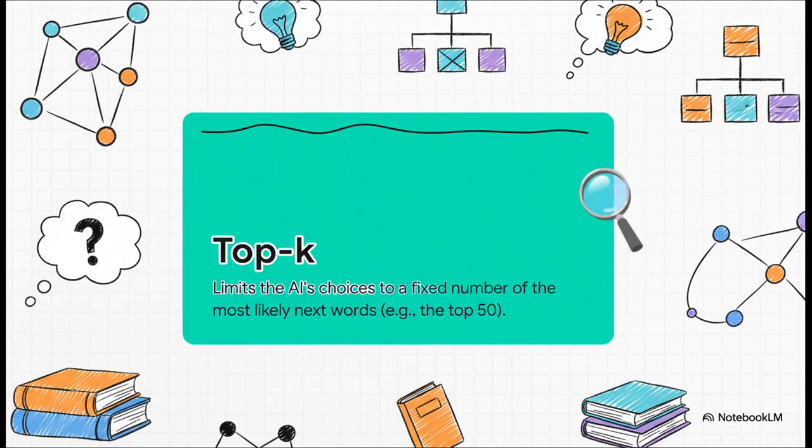Now, a similar but actually simpler idea is Top K. Instead of using a probability number, Top K just tells the AI, hey, only pick a word from a fixed number of the most likely options. For example, you could say, only choose from the top 50 candidates. It's just a more rigid way to focus the AI's word pool.